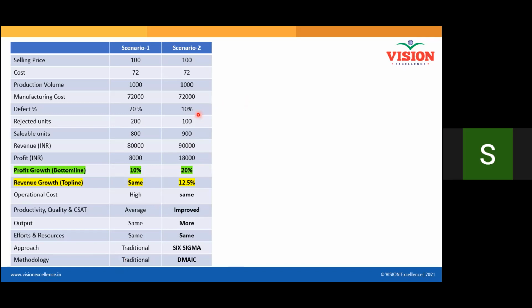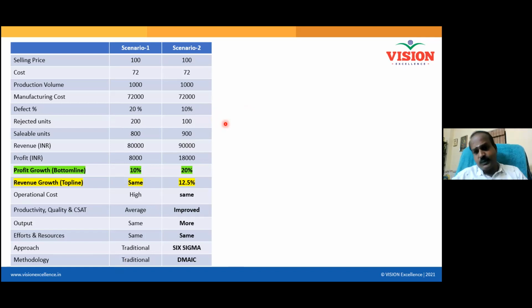At a 10% defect, if we have a quantity of 100 units, then only 90 units are good. 10% is very huge, no, sir? Yes, you are right. So it is not Six Sigma. We need to understand that.